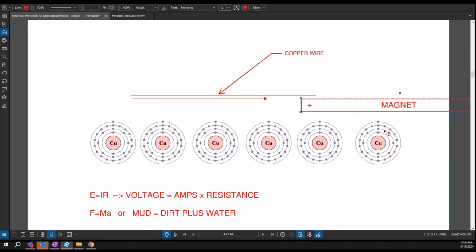Yeah, that makes sense. Meaning the outer shell electron moves, not the whole thing. Exactly. Because the force from the magnet on this electron right there pulls it this way, leaving a hole, which this electron then fills, leaving a hole here, which this electron then fills, and so on and so forth. Does that make sense?